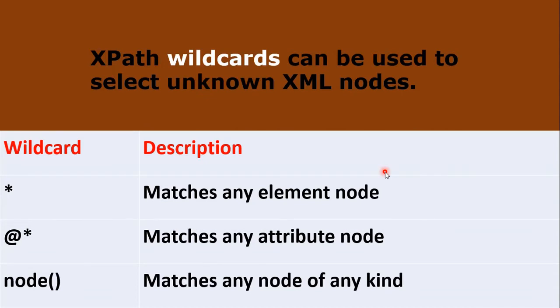As in selectors, we will use wildcards to select unknown nodes. We will use the star as a wildcard to select unknown nodes in XML documents. Star matches any element node. If you want any attributes present in the XML document, we can use @star, which will give you all the attributes present in the node without considering the node name. And if you use the node function, it matches any kind of node in the XML document.